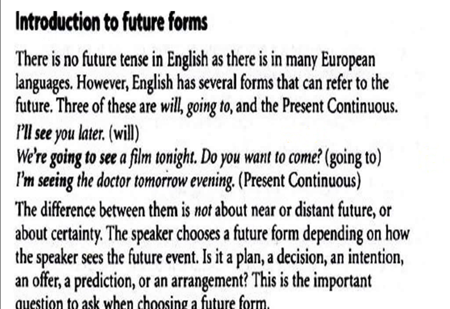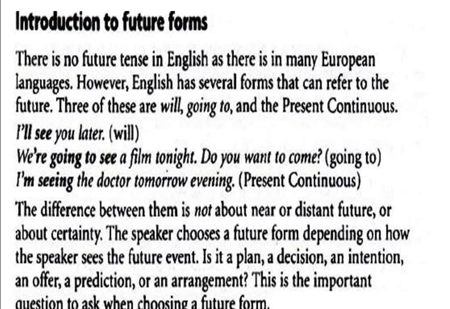Introduction to future forms. There is no future tense in English as there is in many European languages. However, English has several forms that can refer to the future. يعني اللغة الإنجليزية تمتلك عدة أشكال اللي هي ممكن تشير إلى المستقبل، لكن ما عندها tense معين للمستقبل.